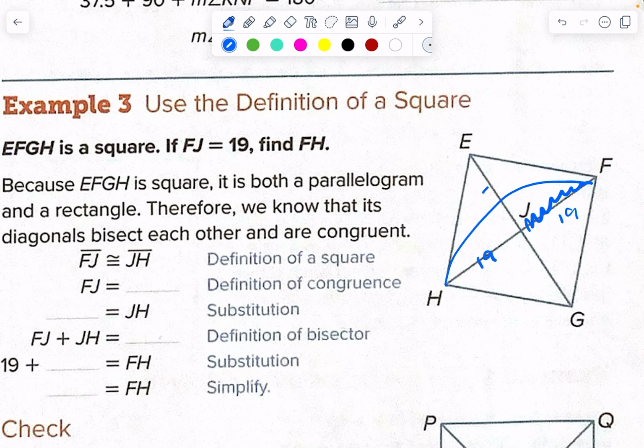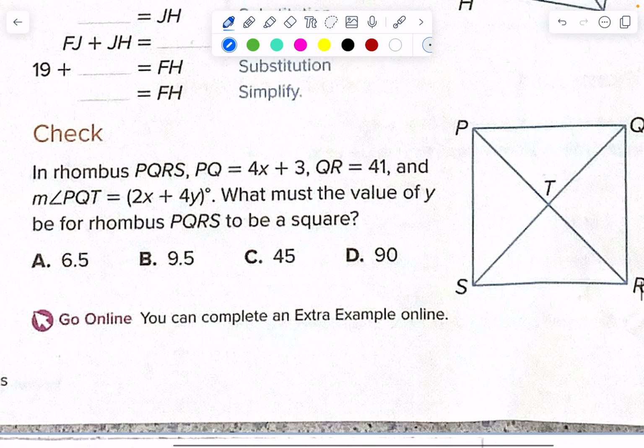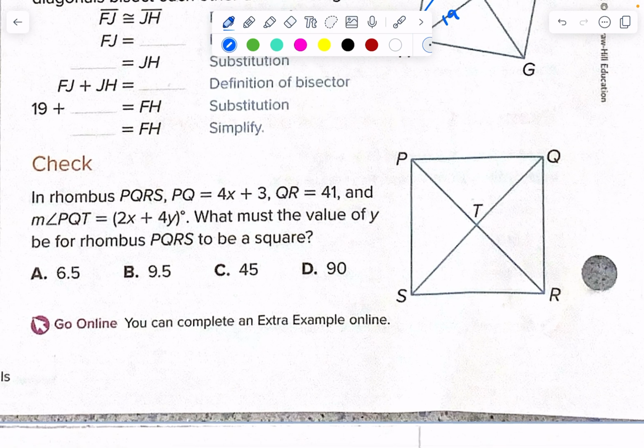We also did the check down here below because this is a little bit harder. Let's see if we can figure this one out. They say that this thing is a rhombus, and PQ, this distance right here, is 4x plus 3. And QR, which is the right side, is 41.